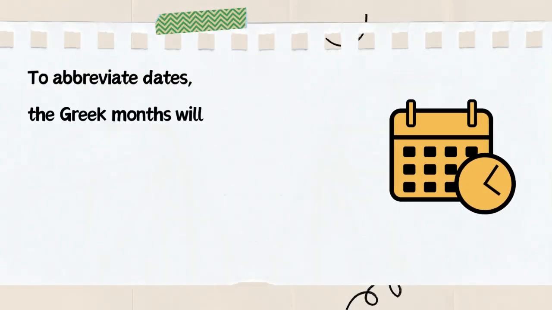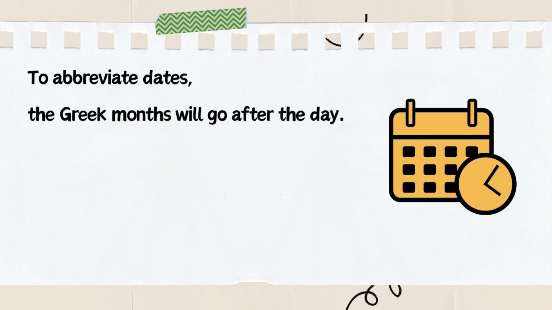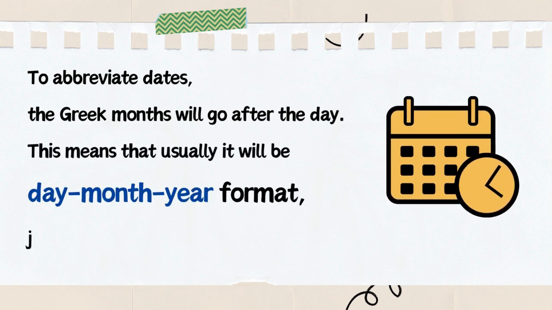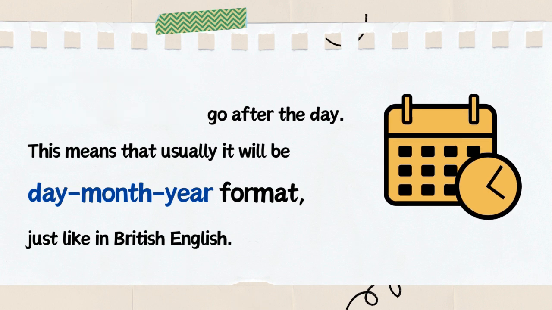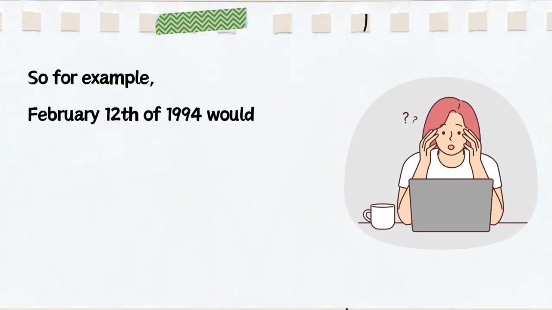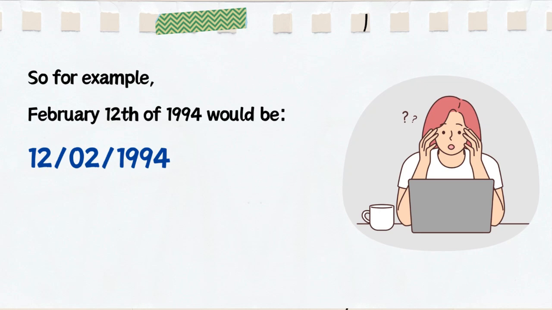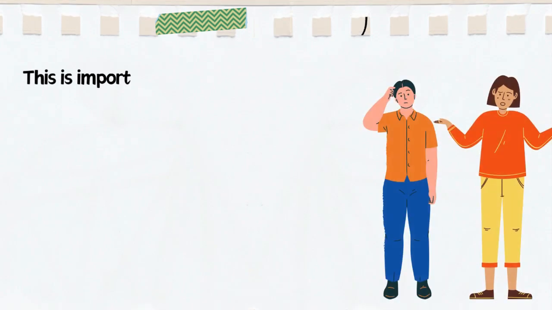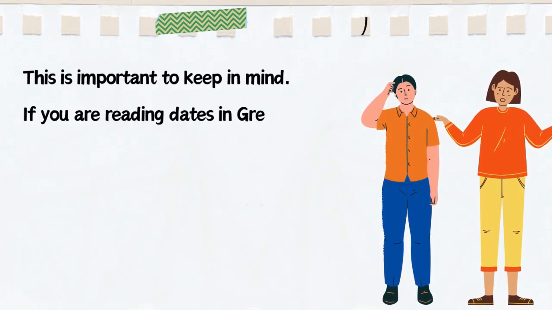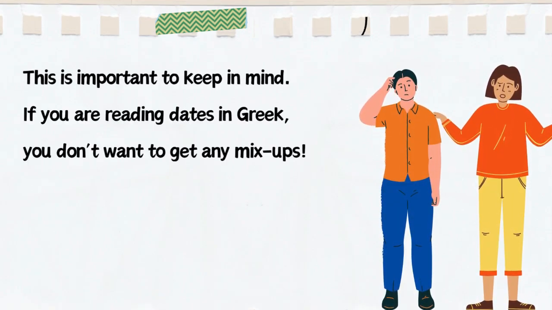To abbreviate dates, the Greek months will go after the day. This means that usually it will be day, month, year format, just like in British English. So for example, February 12th of 1994 would be firstly the day and then the month and then the year. And December 2nd of 1994 would be like this. This is important to keep in mind. If you are reading dates in Greek, you don't want to get any mix-ups.